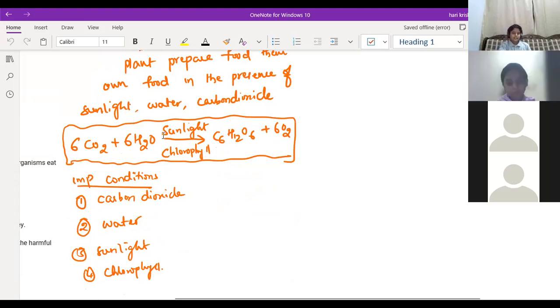CO2 plus 6H2O in the presence of sunlight and chlorophyll will form C6H12O6 plus 6O2. That means C6H12O6 is a glucose, the formula for glucose. Yes, sir. Glucose.